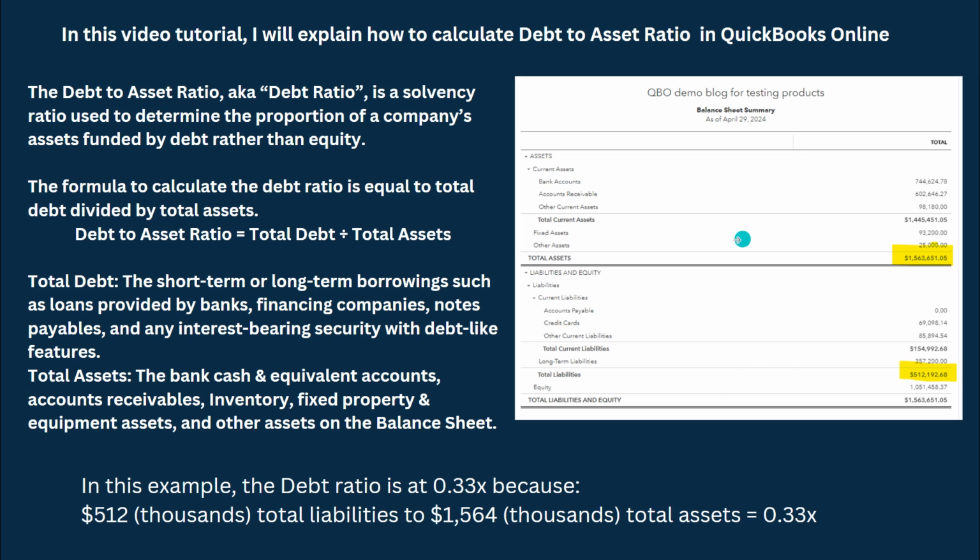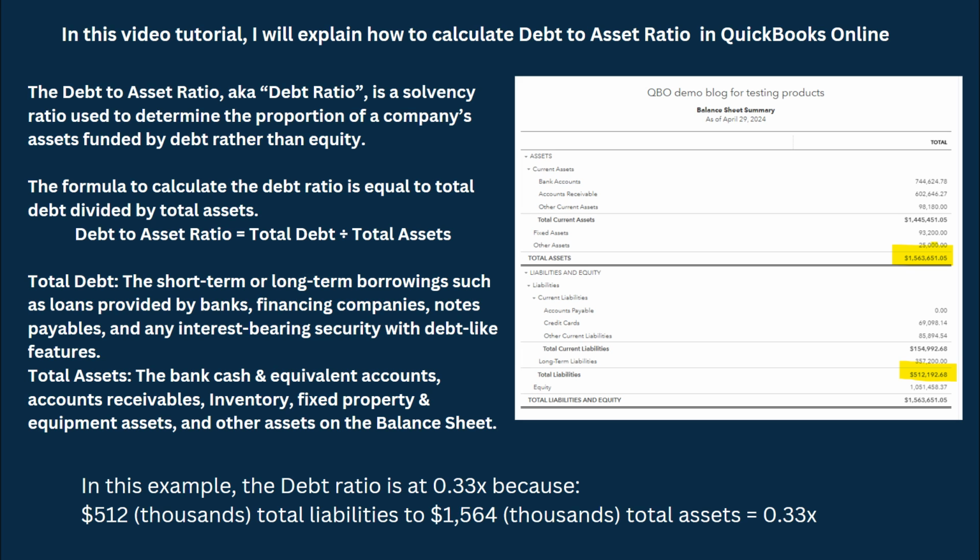So I have the balance sheet on the right side. In this example, I have $512,000 in total liabilities. That's the total debt, and then I have total assets of 1.5 million, 1,564. So 512,000 and the total assets 1,564. That's all in thousands. So in this example, the debt ratio is simple. It's 0.33 times. Right?